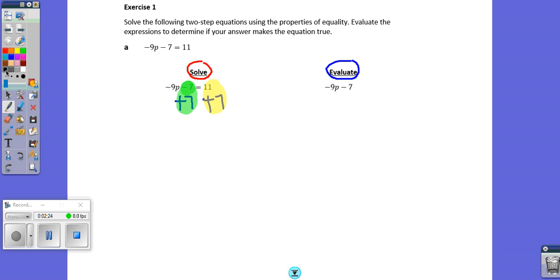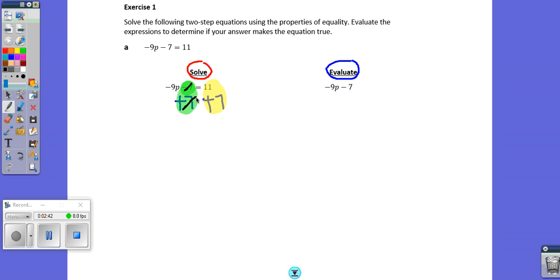So here's what happens. I'm looking at the green first. So I have -7 plus 7. So the idea behind using the inverse operation is to make the numbers cancel out. -7 plus 7 is technically equal to 0.